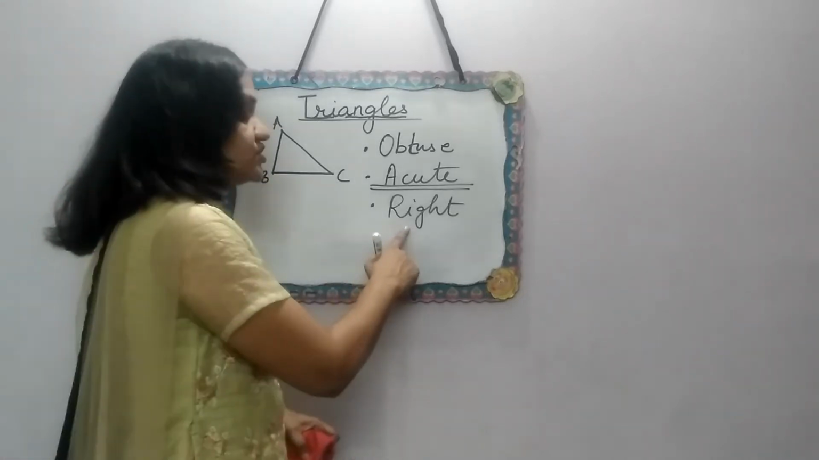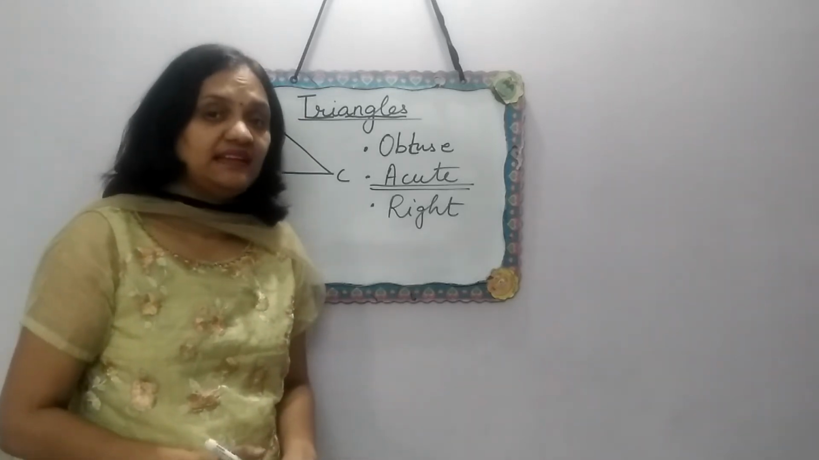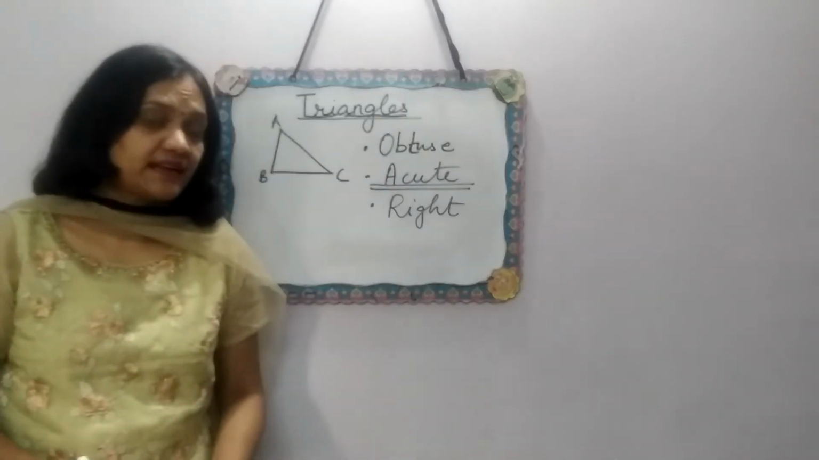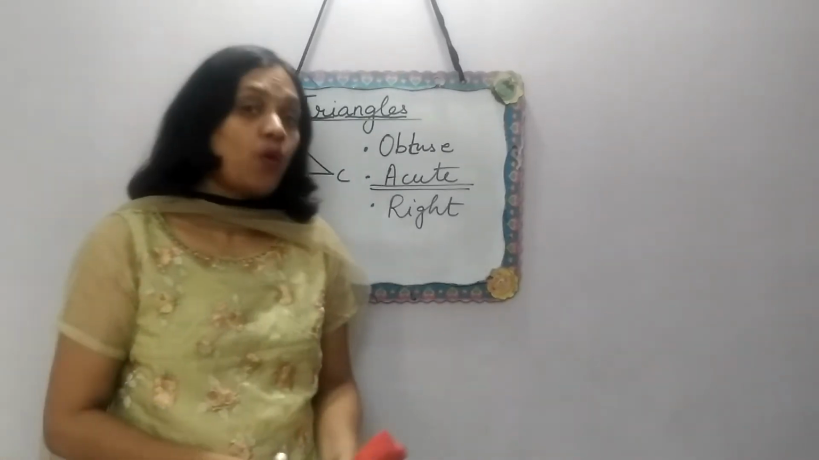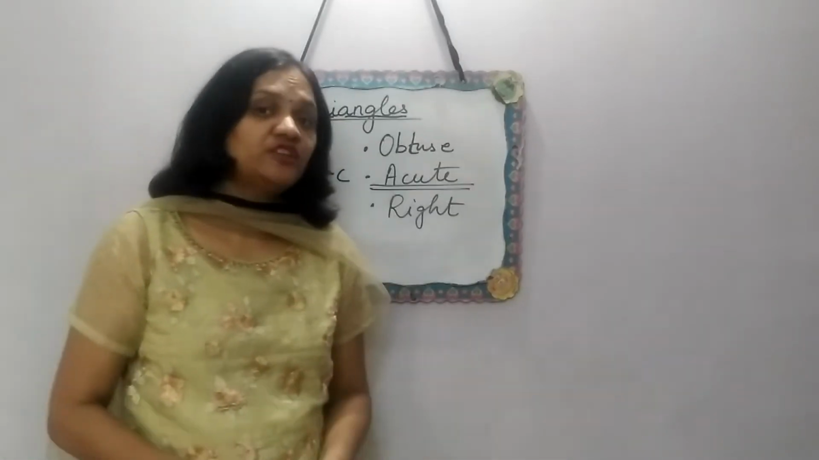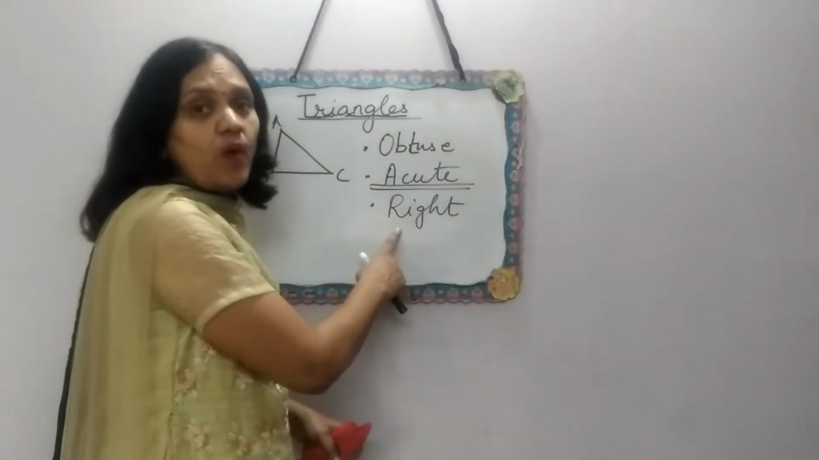What is a right angled triangle? A right angled triangle is a triangle in which one angle is equal to 90 degrees. A triangle cannot have two right angles because 90 plus 90 will give us 180. So the third angle has to be 0, which is not possible since the sum of the angles of a triangle is 180 degrees. So a triangle can have only one right angle.